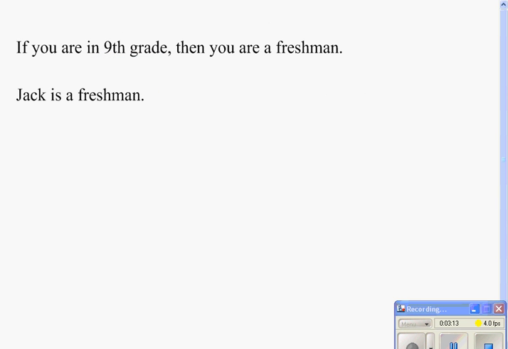Now, what happens here? Well, we're starting off with the same conditional statement. If you are in ninth grade, then you are a freshman. However, in this instance, we have Jack as a freshman. That matches the conclusion of our previous statement. And unfortunately, we cannot go backwards.